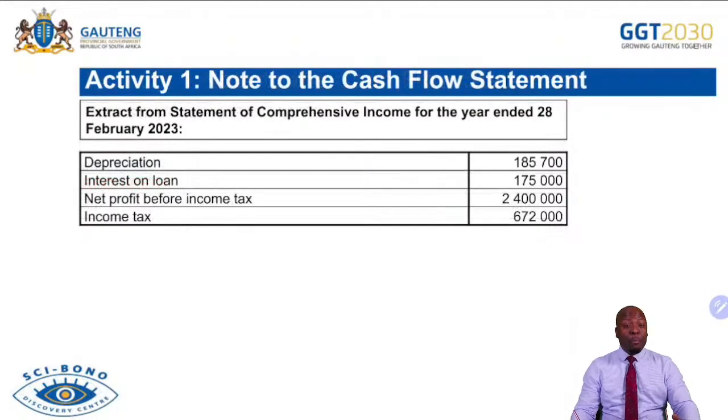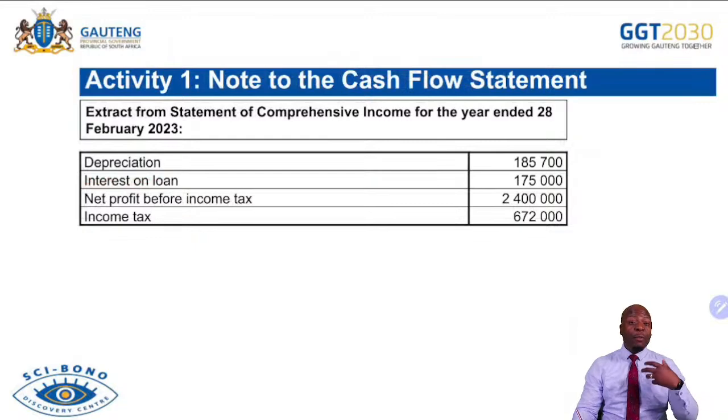All right, so to begin this particular activity, which is our activity 1 for today, as I said, I have a couple of activities for you. So make sure that you follow them nicely and slowly such that you can seriously benefit from today's class. It says, the extract from the Statement of Comprehensive Income for the year ended 28 February 2023. One of the most important things in accounting is to know your format. You need to know the format of this particular note by heart.